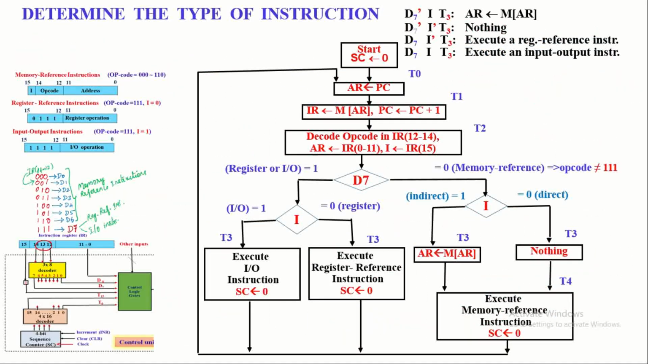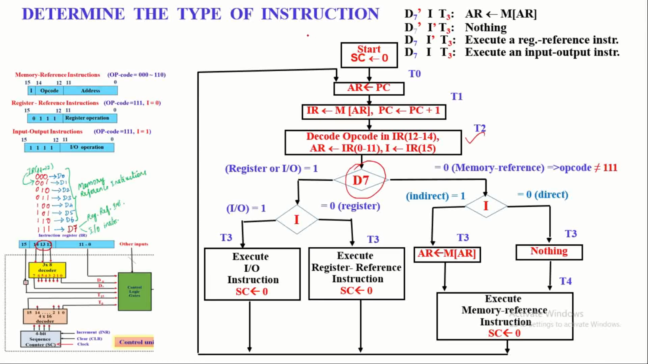So after performing the decode phase of an instruction cycle, in the next phase, it has to be executed if it is an IO or register reference instruction, and if it is a memory reference instruction, the effective address of the operand needs to be read, right? So it depends on the type of the instruction what the next phase to be performed is. So it is very important to determine the type of the instruction.